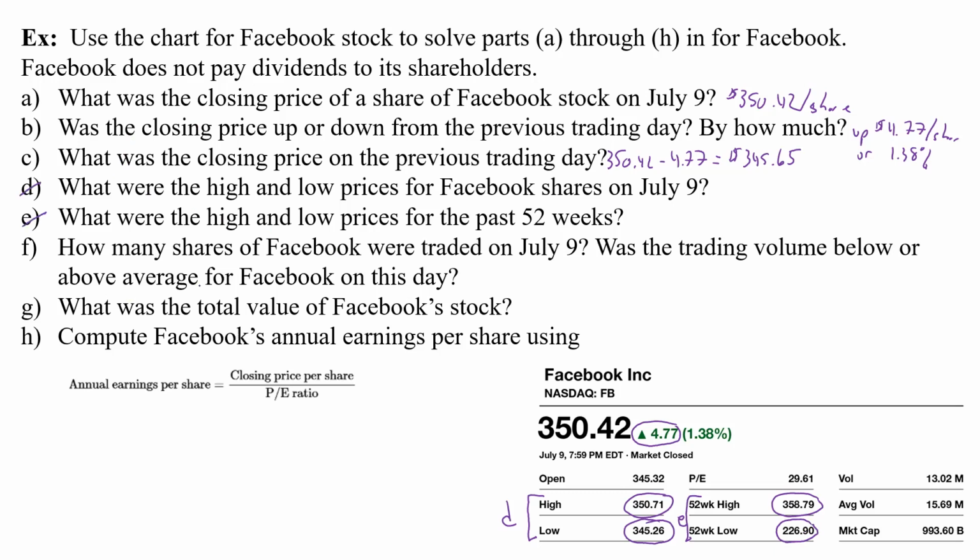So we got those. Now, how many shares of Facebook were traded on July 9th? Well, that's going to be 13.02 million. So if we want to write that out, it's 13.02 million shares. Again, we could just kind of circle that value right there. Now, is the trading volume below or above average? Well, average is 15.69, so it was actually below average. Okay, so that's all it's asking. It didn't say how much, but you could subtract those two, and that's how much below average it was.